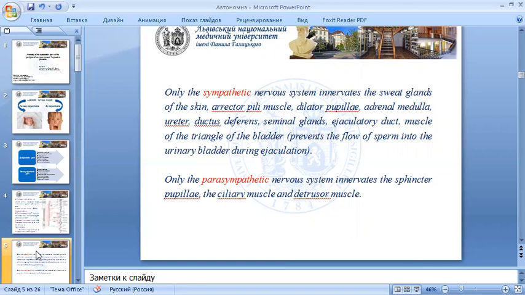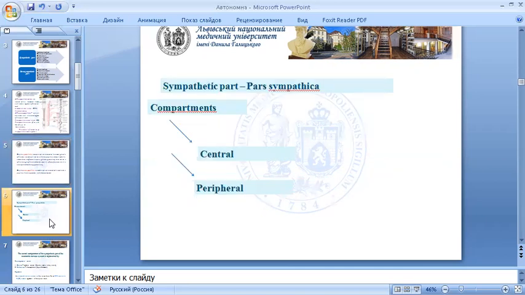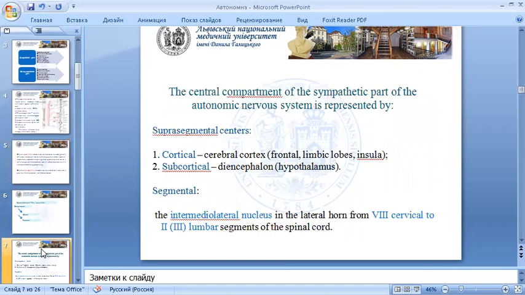And only the parasympathetic nervous system innervates the sphincter pupillae, the ciliary muscle, and the detrusor muscle. Now we will discuss the sympathetic part of the autonomic nervous system, which consists of two compartments, central and peripheral. Like we said a few minutes ago, the central compartment of the sympathetic part is, similar to the parasympathetic, represented with the suprasegmental centers.